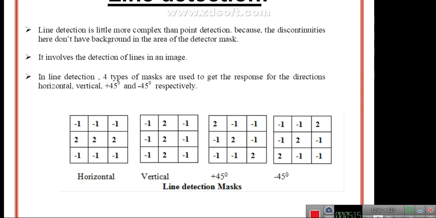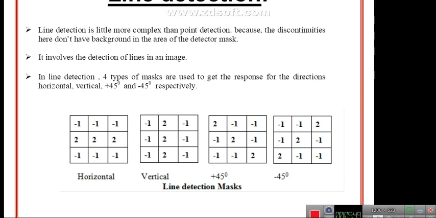Then line detection. Detection of lines is represented in terms of horizontal, vertical, plus 45 degree and minus 45 degree directions. Four types of masks are used to get the response for these directions. The mask for detecting a horizontal line is minus 1, minus 1, minus 1, 2, 2, 2, minus 1, minus 1, minus 1. The mask for detecting vertical lines is minus 1, 2, minus 1, minus 1, 2, minus 1, minus 1, 2, minus 1.